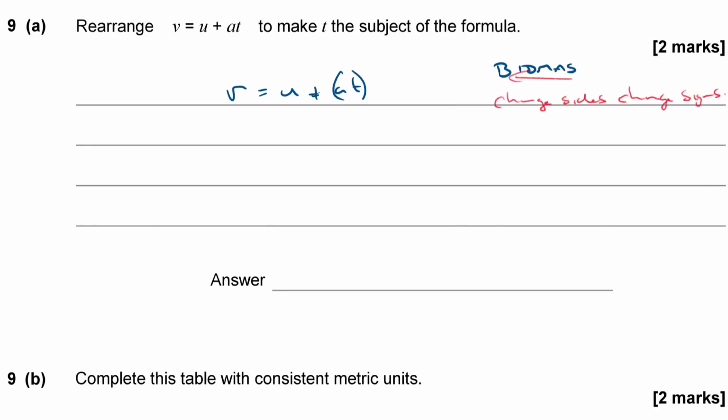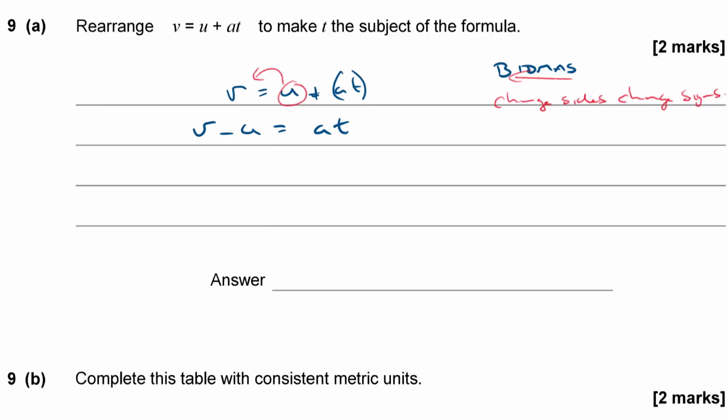If it's a times on one side, it becomes a divide. So I'm going to move this u over the equal sign. It's going to go from plus u on the right to a minus u on the left. So I'm going to get v minus u equals at.